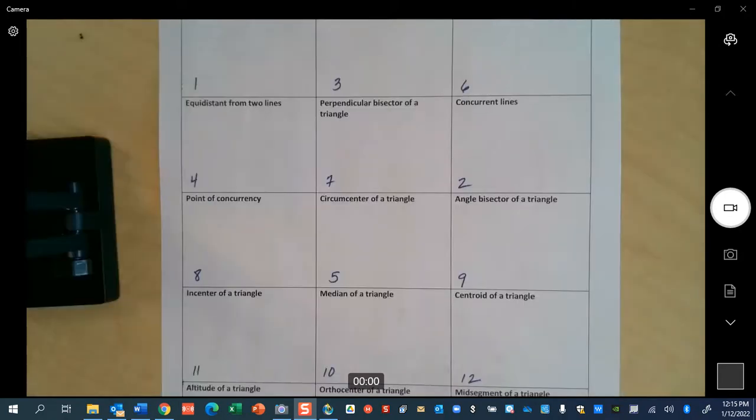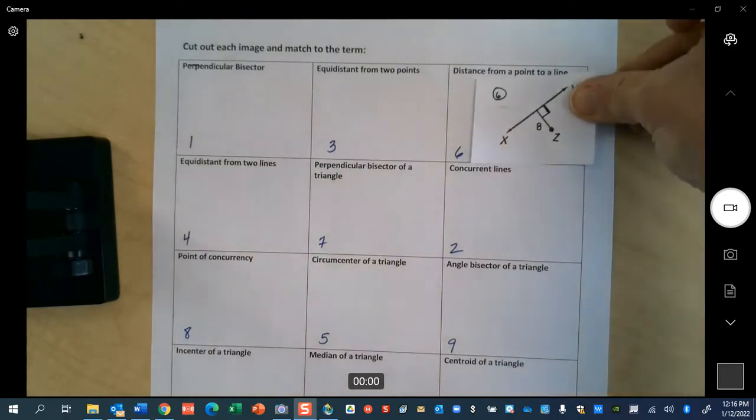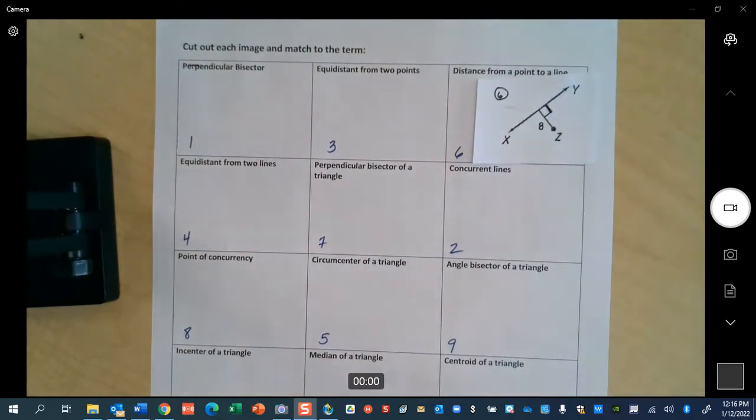You can glue your answers in when you're confident, but if you want to double check with mine, you can go ahead and do that. Sometimes we have to look at other things to know what it is we're talking about. This one has to be the distance from a point to a line because it's measured with a perpendicular line segment. We'll go over the rest of these after lunch and then we'll hand out your tests. So your mark, set, go.